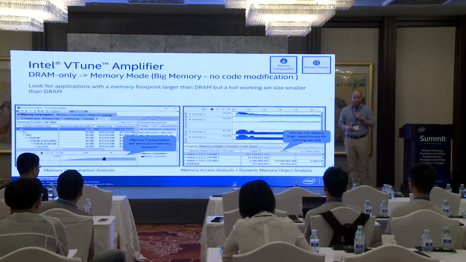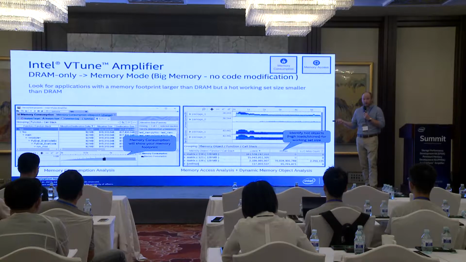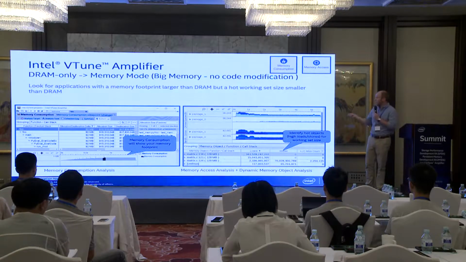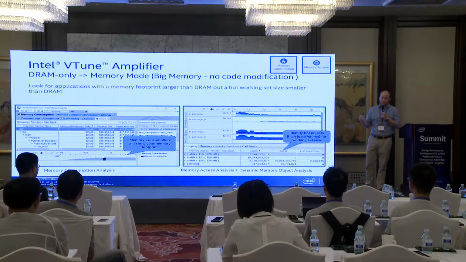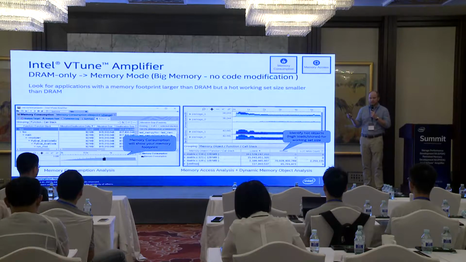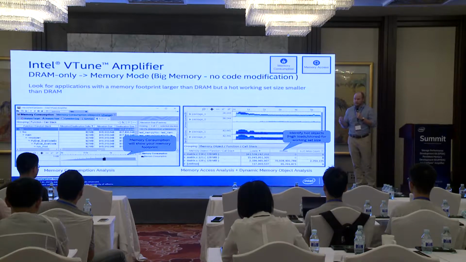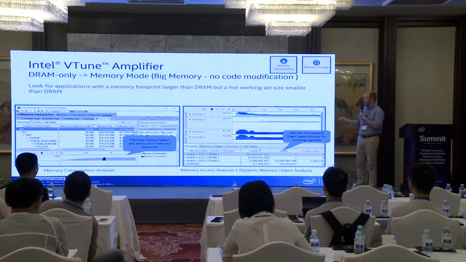And that's important to understand because for memory mode, you want to look for applications that have a large memory footprint, so they're consuming almost all of the memory, but their hot working set is actually small. In those cases, automatically, those hot objects will fit into DRAM. And DRAM is lower latency than this persistent memory. So those are the kind of characteristics you want to be looking for if you're going to be using memory mode.